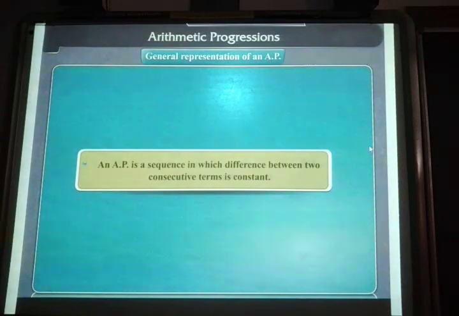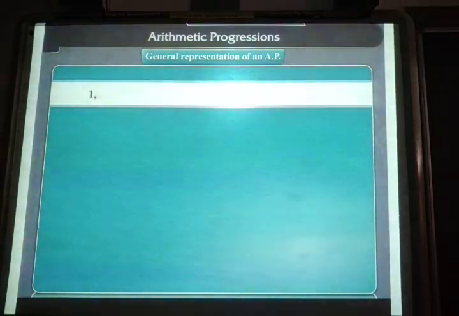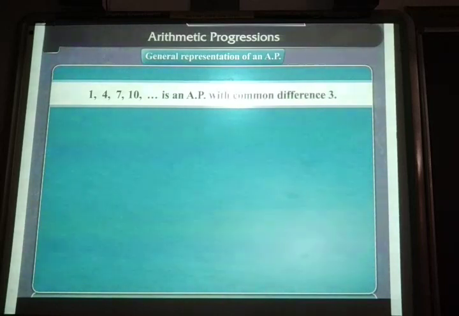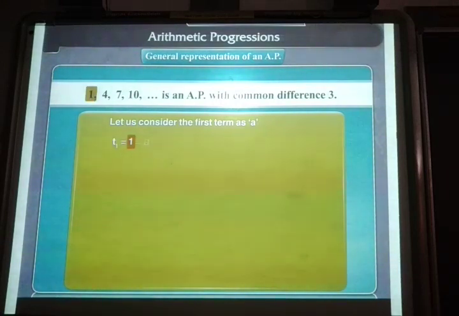We will now see how to write an AP by using the first term and the common difference. We know that the sequence 1, 4, 7, 10 and so on is an AP with 3 as a common difference D. In this sequence, the first term T1 is given as 1. Let us denote the first term as A. Therefore, we can write T1 is equal to 1 is equal to A.